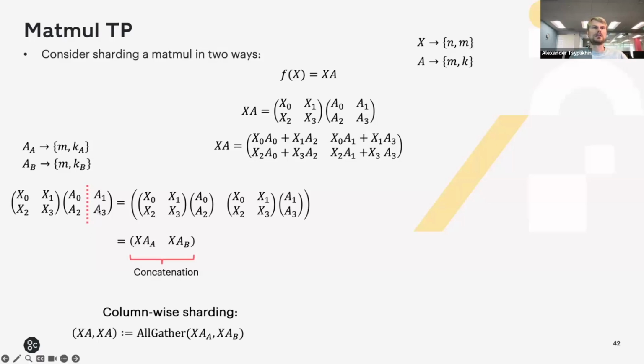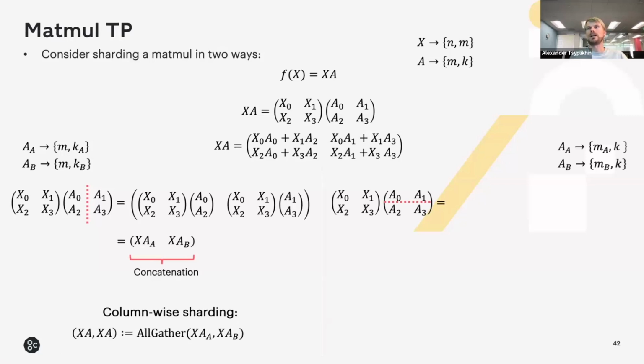The nice thing about it is that each shard of the resulting matrix is complete, and if we need to apply a non-linear operation like GLU, for example, we can do that independently on device 0 and device 1 here. Another option of doing tensor parallelism, of sharding the weight matrix, is doing that row-wise.